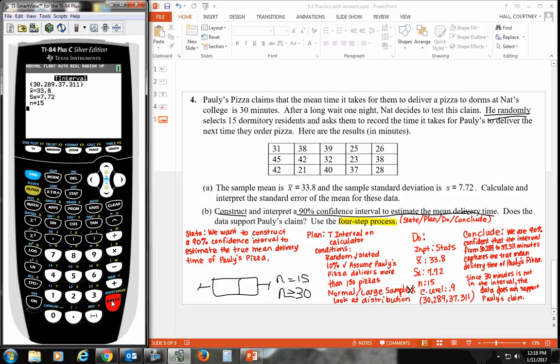So the next part says, does the data support Polly's claim? So our interval is 30.289 to 37.311. Polly's claim is that the mean time it takes for them to deliver pizzas is 30 minutes, and 30 minutes is not in our interval. So 90% of the time, we don't support his claim. Since 30 minutes is not in the interval, the interval that we have does not support Polly's claim. If Polly's claim would have been 35 minutes, then we would say, yes, our interval supports his claim since 35 is within our interval. But it's not in there, so we don't support his claim.